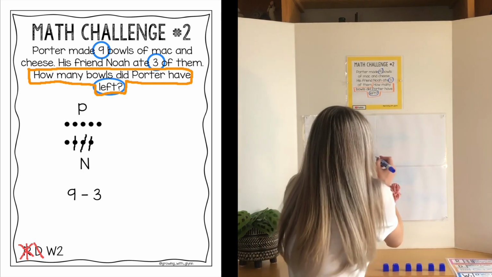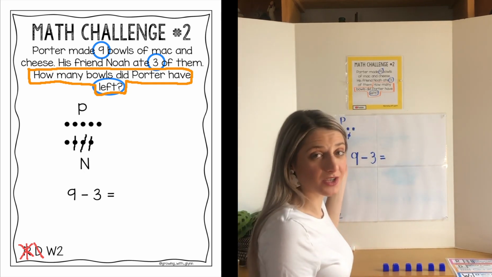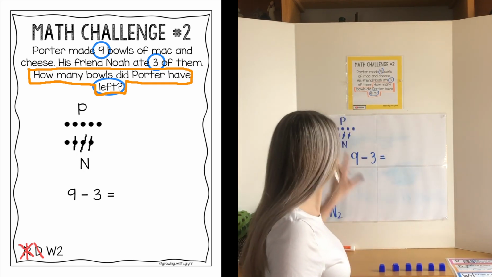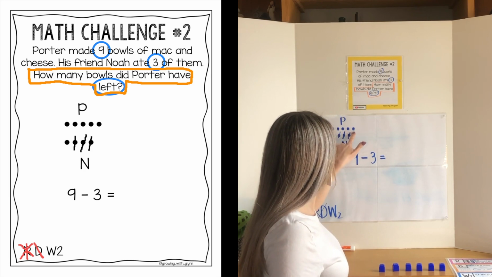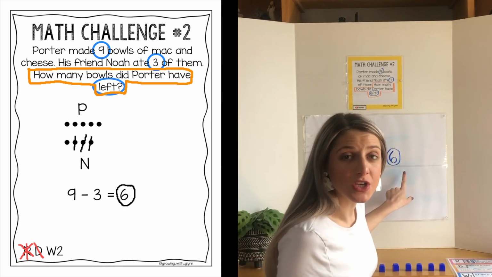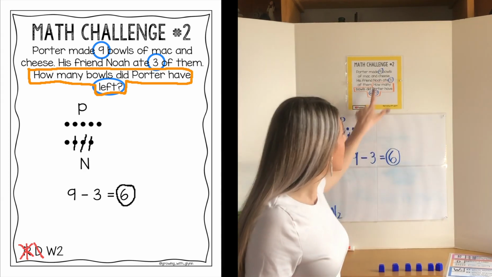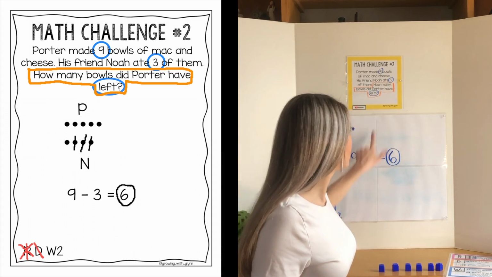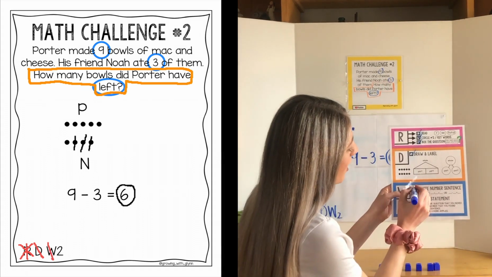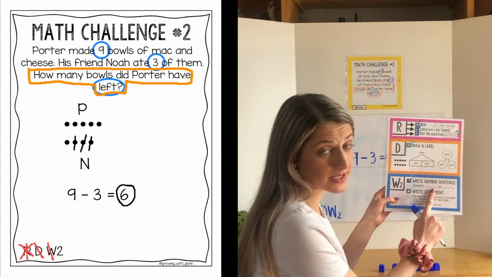3. To find how many are left, all I have to do is count how many dots are left. Or if I was using manipulatives, I can count how many of those are left. 1, 2, 3, 4, 5, 6. And I circled the 6 to show that that's the number that I found. They gave you 9 in the problem. They gave you 3. You found 6 all by yourself. Now I can check off my first box in the W because I wrote my number sentence.